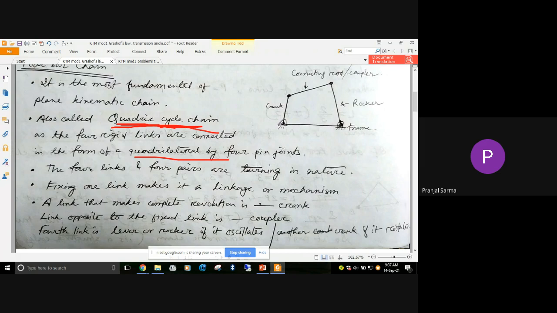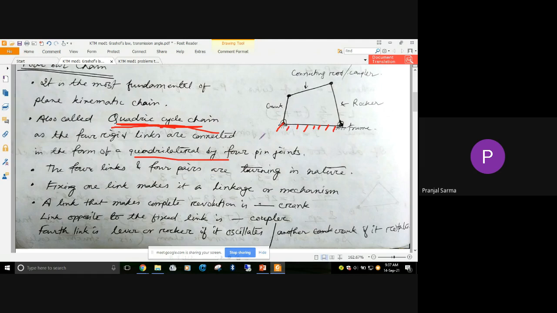And what happens if we think of the four bar chain? From a kinematic chain, if we fix one link, let's consider this link we are fixing, we get a mechanism. Based on whatever is the parent kinematic chain, that is the four bar chain, we get the four bar mechanism.